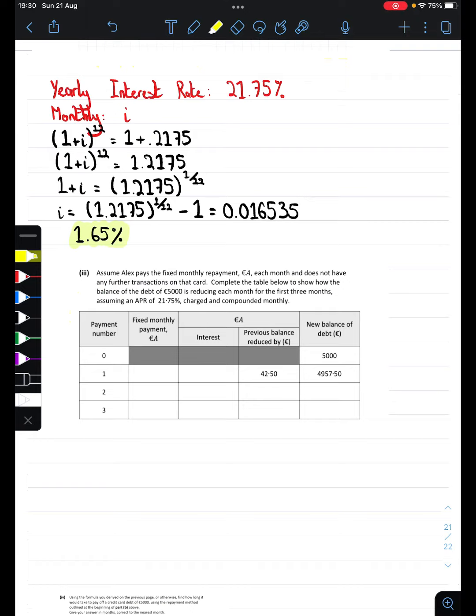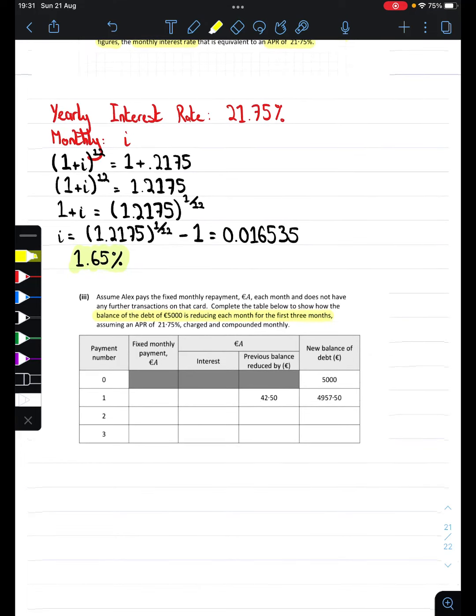Now on to part 3. Assume Alex pays the fixed monthly repayment of A, which we know is 125, each month and does not have any further transactions on the card. So this is the only thing happening. We don't have to worry about anything else. Complete the table below to show how the balance of the debt of 5,000 is reducing each month for the first 3 months, assuming an APR of 21.75% charged and compounded monthly. So the interest rate we've been working with.